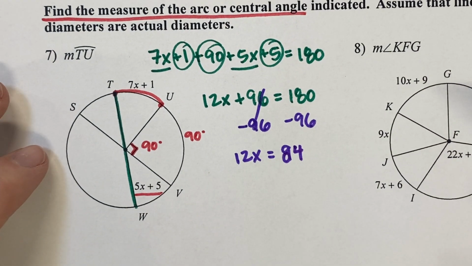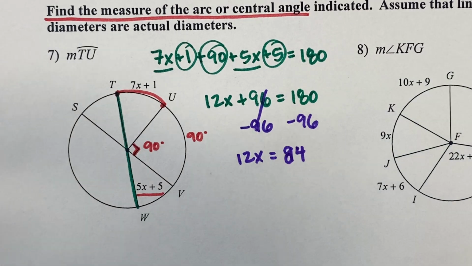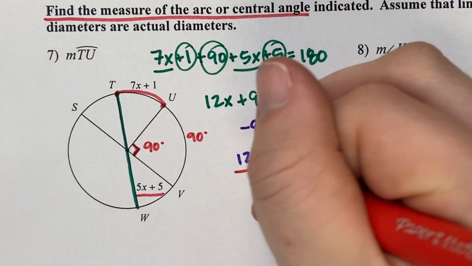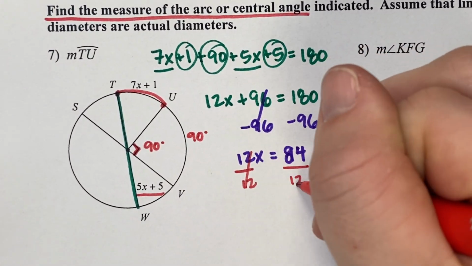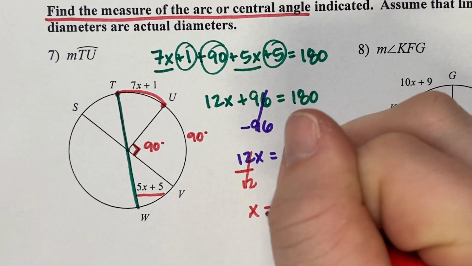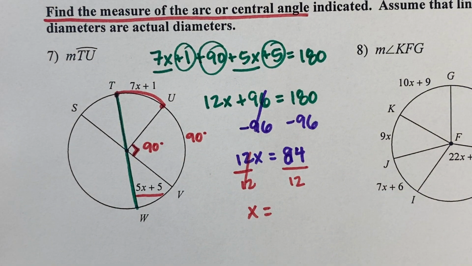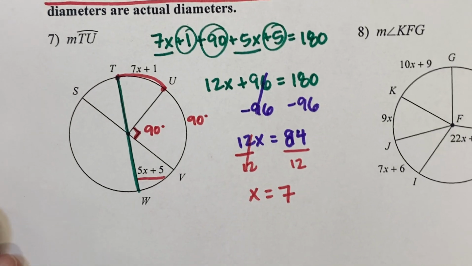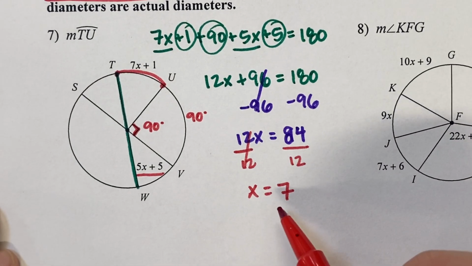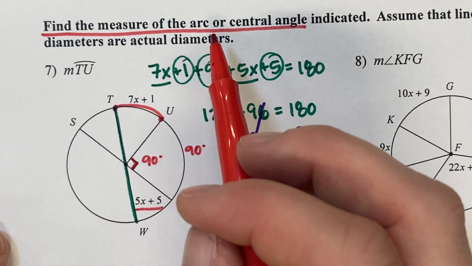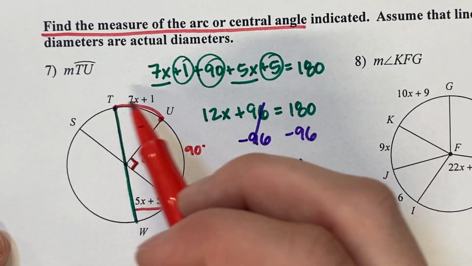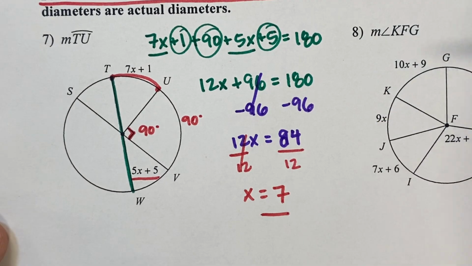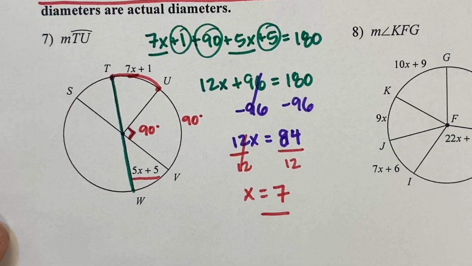Okay. Last step for getting x by itself, do the opposite of times by 12, which will be to divide by 12. And I get x is equal to 84 divided by 12, 7. But remember, this isn't our final answer. It's not asking us to find x. It's asking us to find the measure of the arc or central angle. In this case, it's arc TU. So we're going to take 7 and plug it in where we see the x.